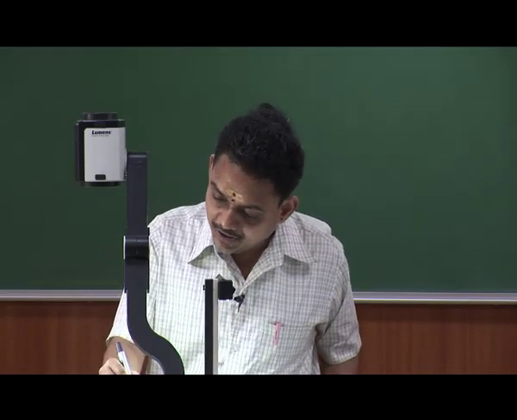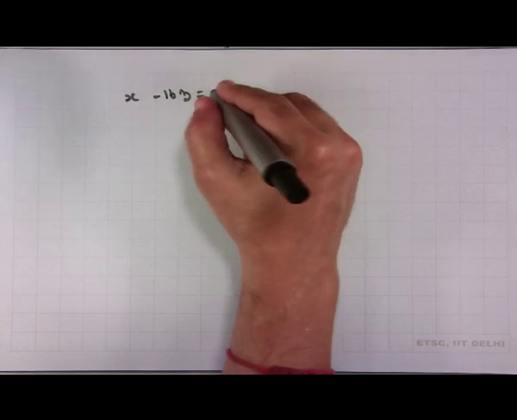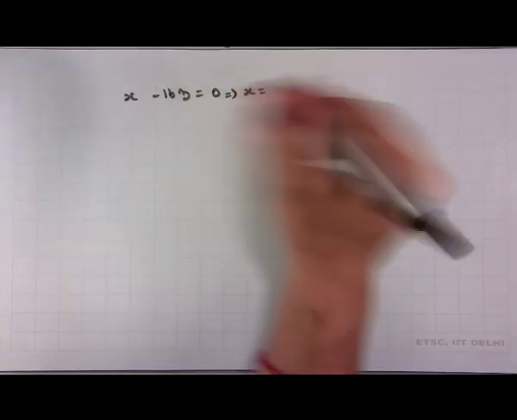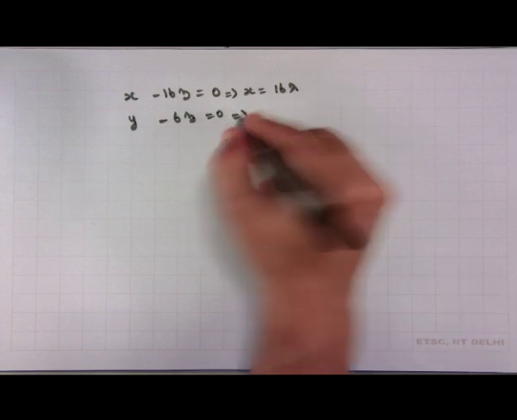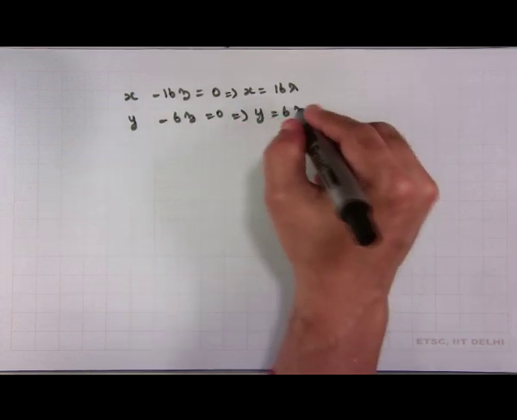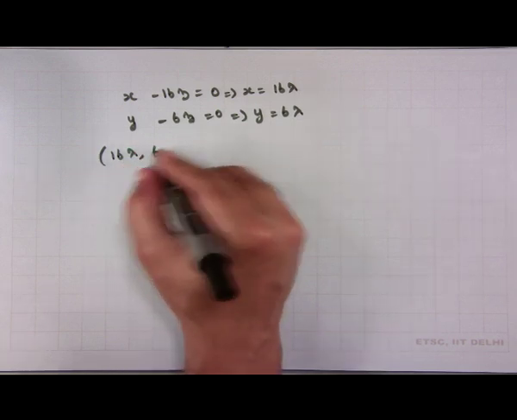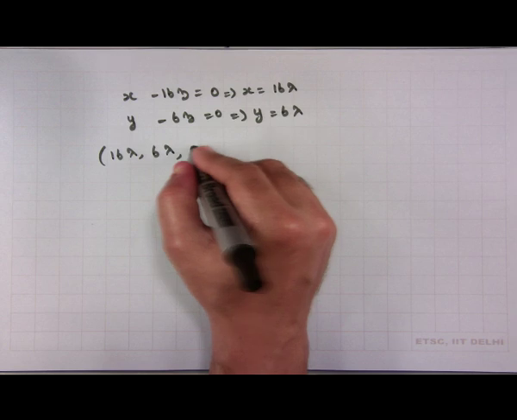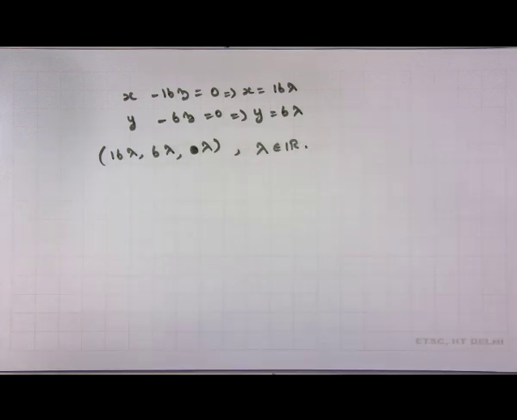So, the first equation that we have, let us write down, x minus 16 times z is 0, which will imply that x equal to 16 times lambda. The second one will give me y minus 6 z is 0, that will imply that y equal to 6 times lambda. Therefore, the solution is the following: 16 lambda, 6 lambda, lambda with lambda in R. Right? These are all the solutions, which means that this system has got infinite number of solutions. Now, let us do the next problem.